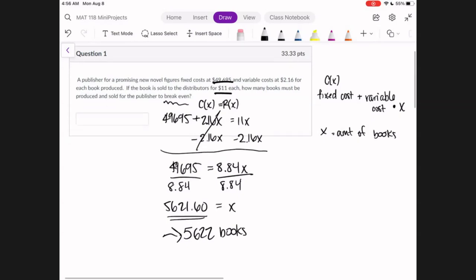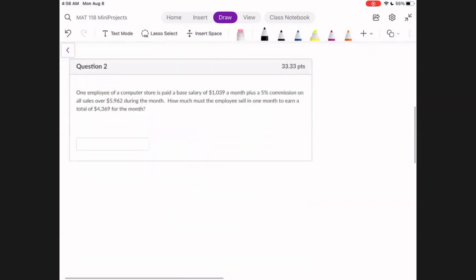Okay. So on to the next question. One employee of a computer store is paid a base salary of $1,039, and they get a 5% commission on all sales over $5,962 during the month. So anything they make over that, they'll get that commission. How much must the employee sell in 1 month to earn a total of $4,369 for that month?